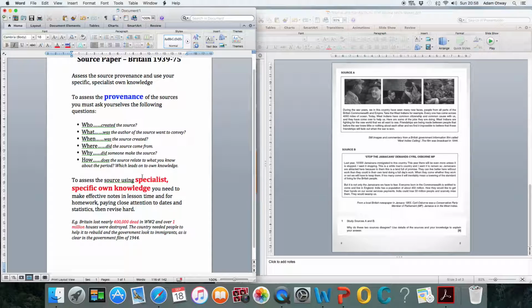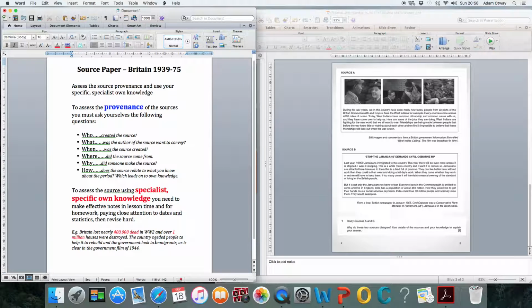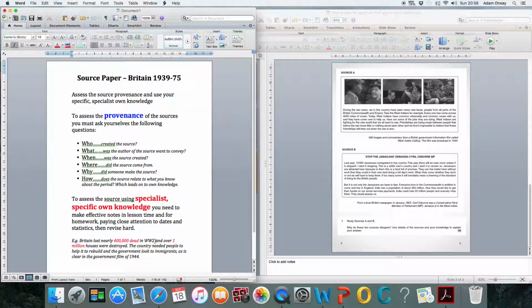So there we go, we need specialist specific own knowledge, and not just 2 bits, we need to have a lot. So we're going to have to do plenty of knowledge quizzes by the end of this year to get this firmly in your brain. But trust me, if you do it, it's going to be worth it. It's been seen and proven time and time again. An examiner's human, if we make them read your answer and go, whoa, that's what we want. So, provenance, specialist, specific, own knowledge. Ask yourself the questions, revise some numbers. That's what you need.